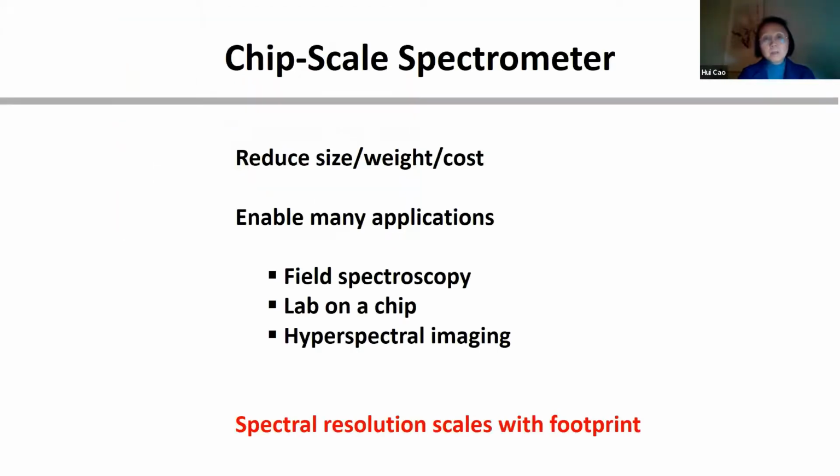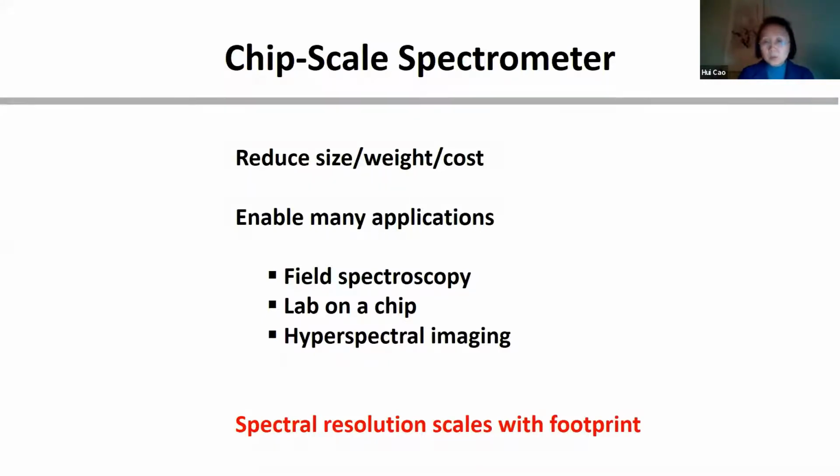But in recent years, people really want to make so-called chip-scale spectrometers, right? This kind of spectrometer can further reduce the size, weight, and cost. That will enable many applications for field spectroscopy, for lab on a chip, and also for hyperspectral imaging.